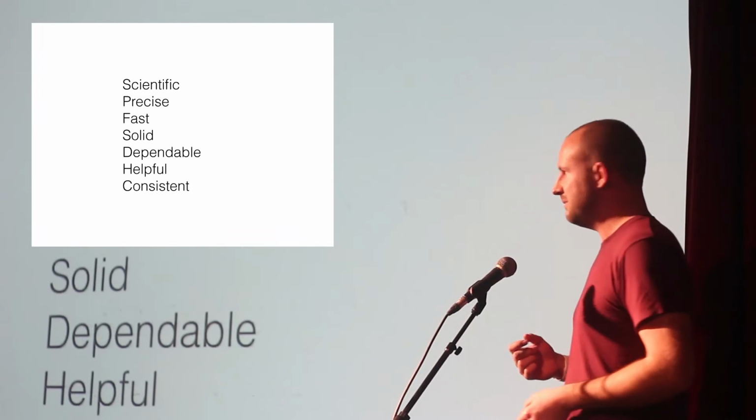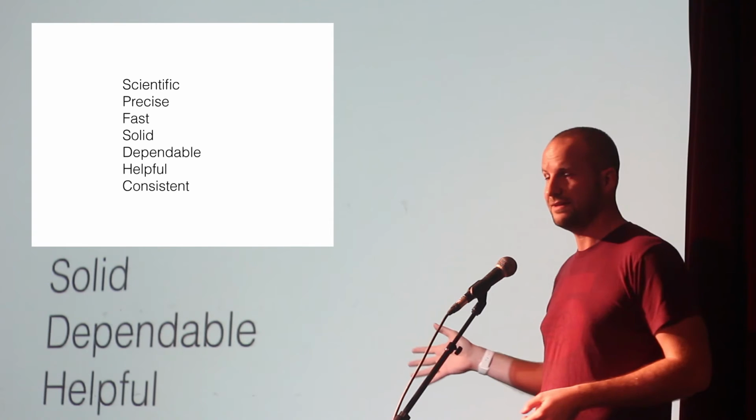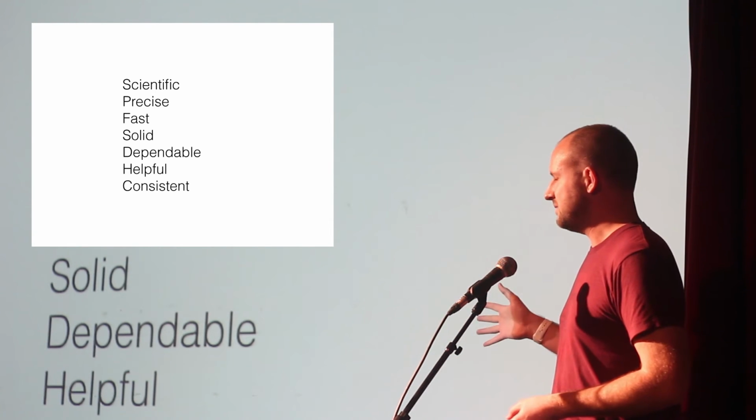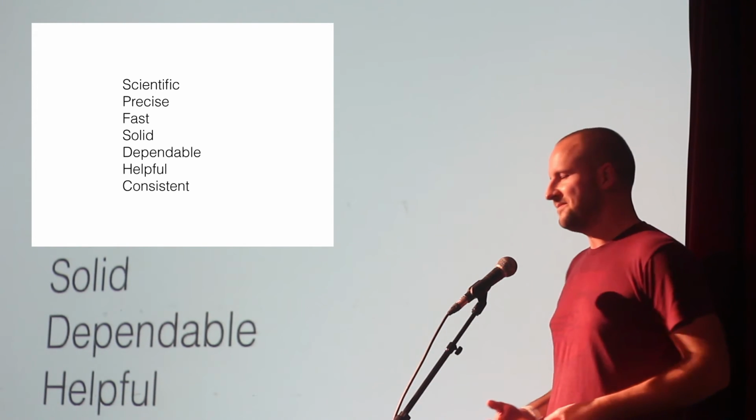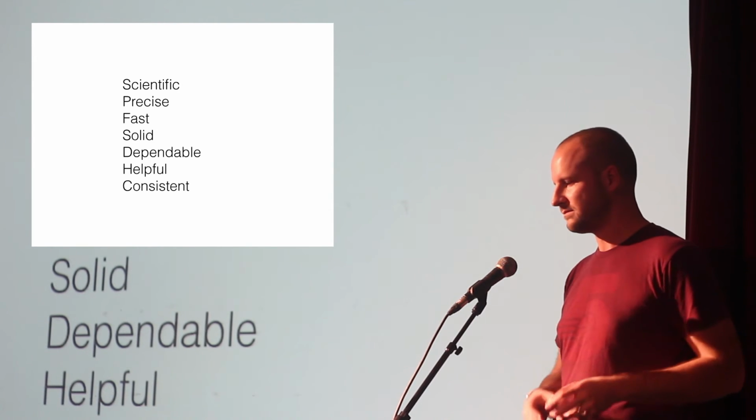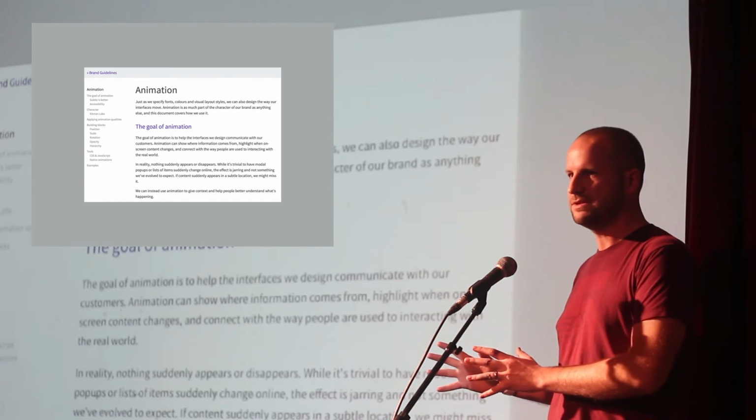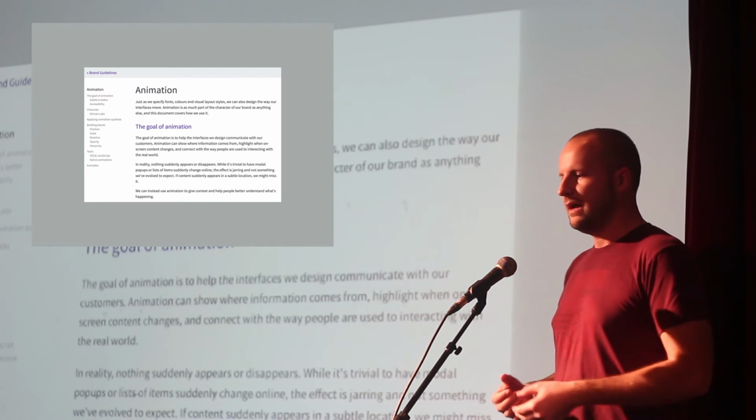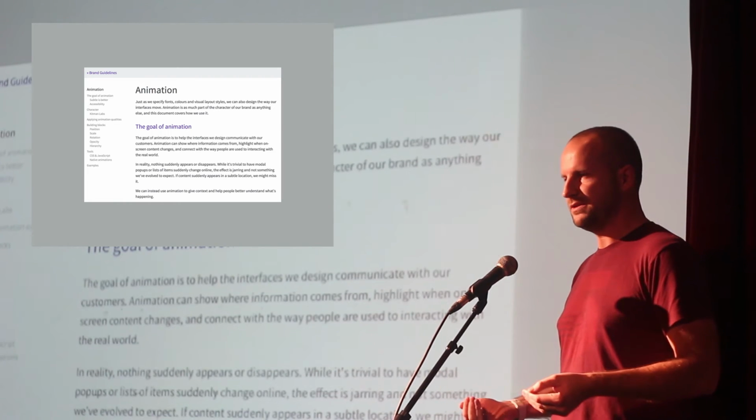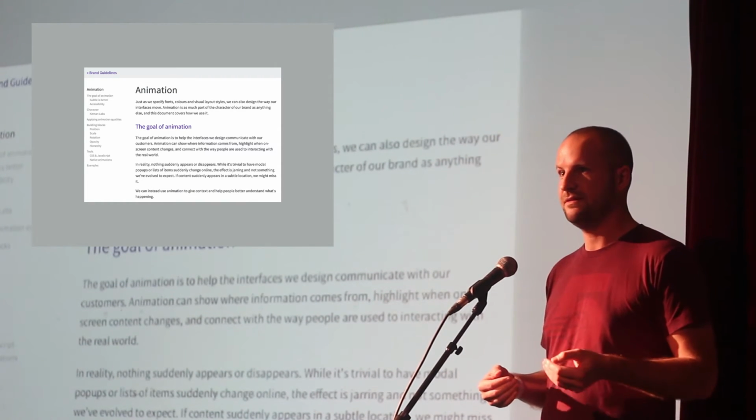We did this at Kitman Labs, and we came up with a list that we felt described Kitman Labs as a brand. We set out these words after much debate, and then the next step was to document them. So we created a document. It lives on a website that we share internally, and this document sets out the goals of animation, what we wanted to achieve, and how it might best promote the brand.